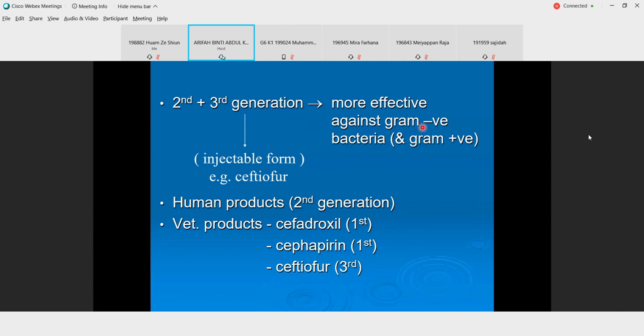the third generation is effective against gram-positive plus gram-negative as well. So please bear in mind the first generation is only gram-positive. As they improved the formulation, the most recent generation of drugs have improved activity and also a broader spectrum of activity. So veterinary products, cefadroxil. This is again third generation. Ceftiofur is also the third generation of cephalosporin.